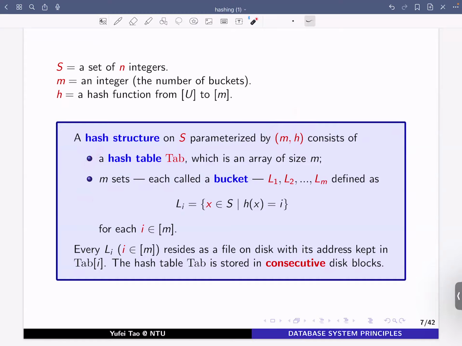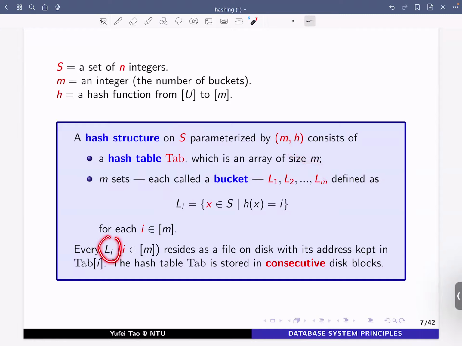Let's talk about the buckets first. As I defined before, if you look at Li, this is the ith bucket. It includes all the elements in the input set whose hash values are equivalent to i. Once again, you want to group the elements by their hash value. This is the meaning of a bucket. So you have m of them.